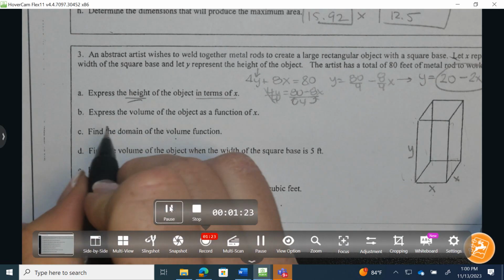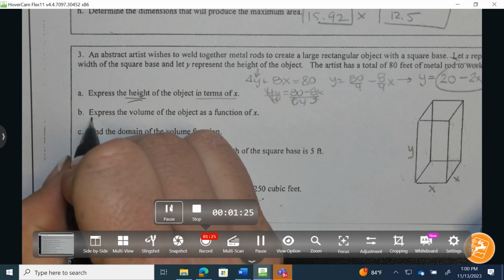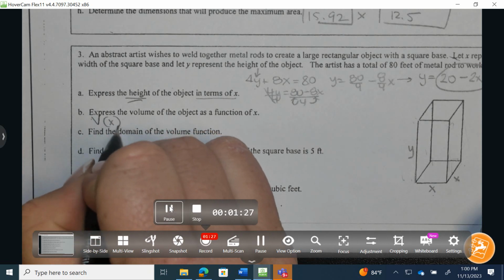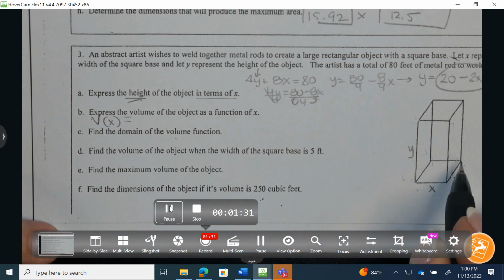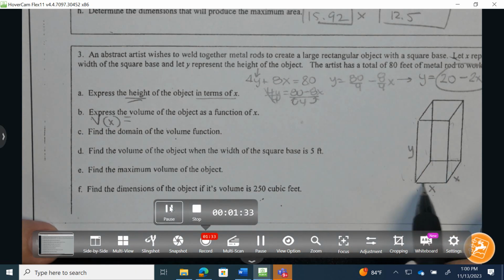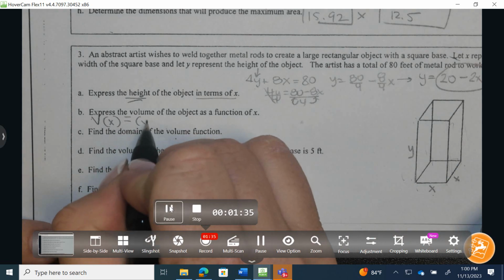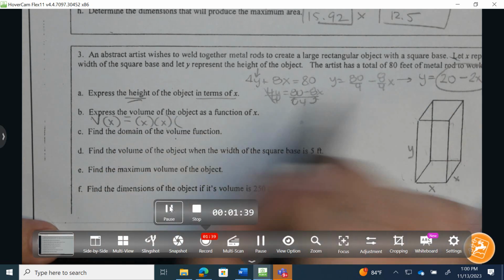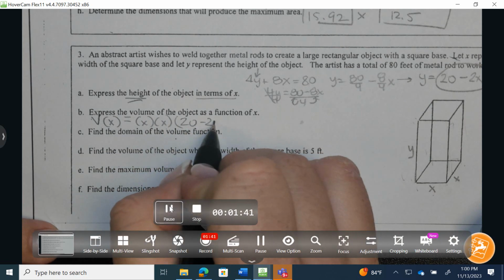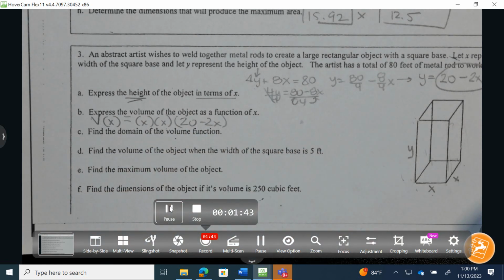So volume is length times width times height. The volume of the object is length times height times width. Let's do height last. Length times width is X times X. And now our height would be Y, but we're going to replace Y with 20 subtract 2X.